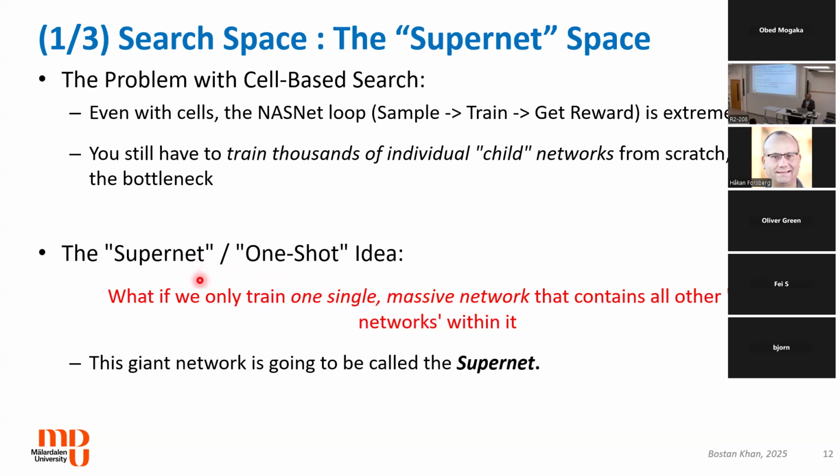Then we have another idea that is called the supernet or one-shot idea. What if we only train this one really big network that contains all the smaller networks? So we have this big network, we train it only once, and then, whenever we need a small network, we just take that part of the network and use it directly on our edge devices. So this giant network is going to be called the supernet.